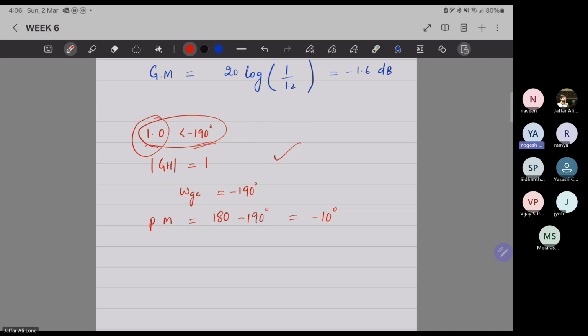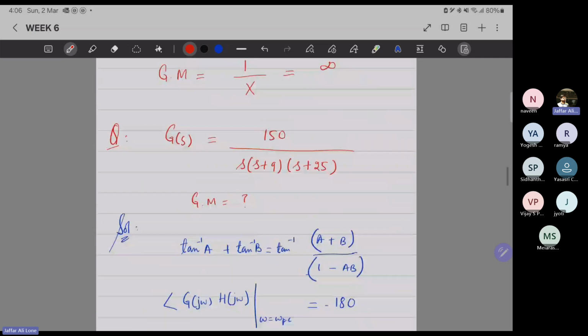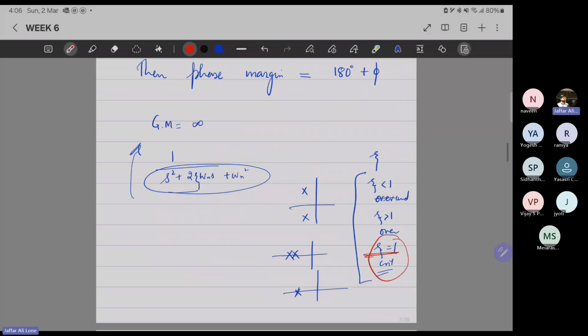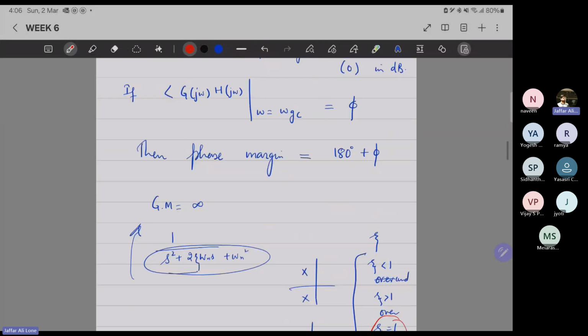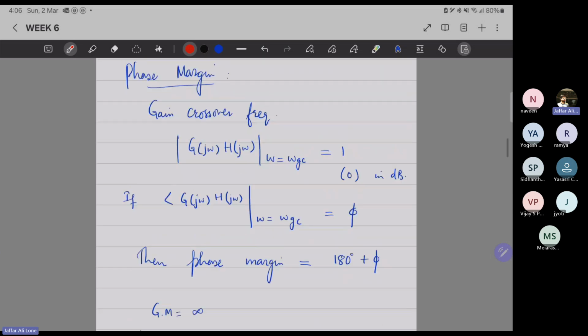That is for phase. Phase contribution will be minus 90 degrees when the magnitude is 1. When I defined phase margin, what I said is that you need to find the gain crossover frequency.